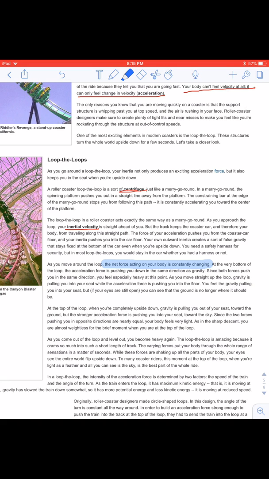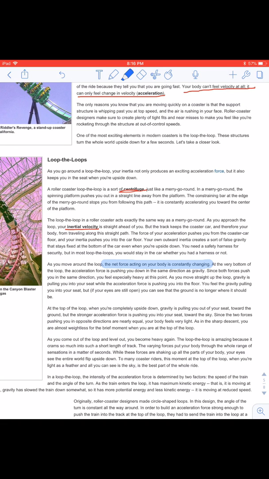All right. At the top of the loop, when you're completely upside down, gravity is pulling you out of your seat toward the ground, but the stronger acceleration force is pushing you into your seat toward the sky. Since the two forces pushing you in opposite directions are nearly equal, your body feels very light. As in the sharp descent, you are almost weightless for the brief moment when you are at the top of the loop. As you come out of the loop and level out, you become heavy again.